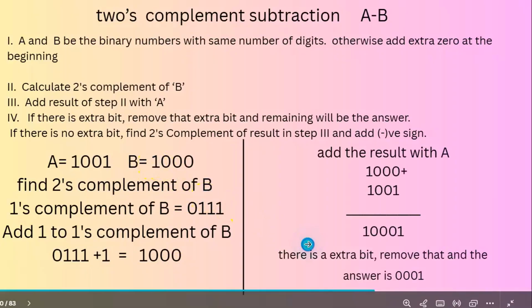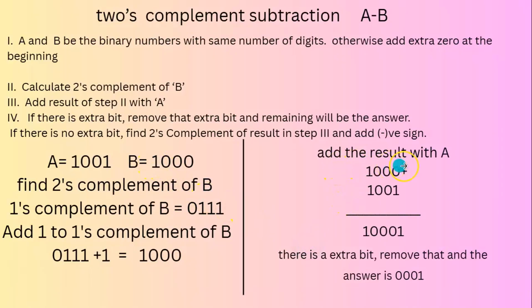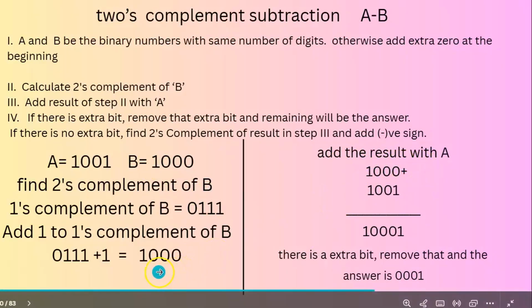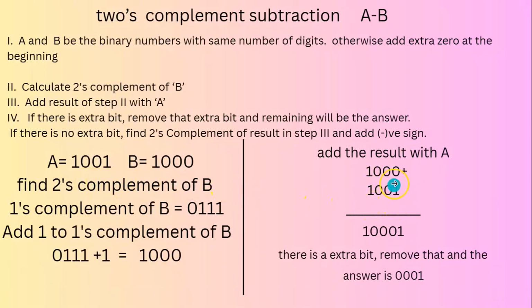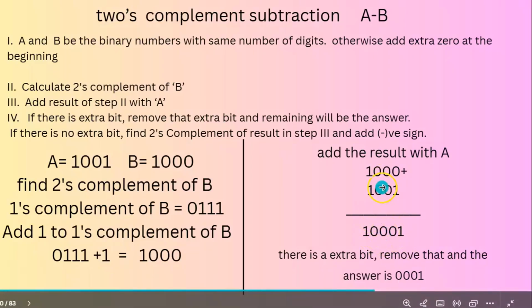So now we have calculated the 2's complement of B. Now what we have to do is add the result with A. So the 2's complement is 1000. You add 1000 with A, 1001. So you add it here: 0 plus 1 is 1, 0 plus 0 is 0, and 0 plus 0 is 0. But when you add 1 plus 1 in binary, you get 10. So this is the result of this addition.